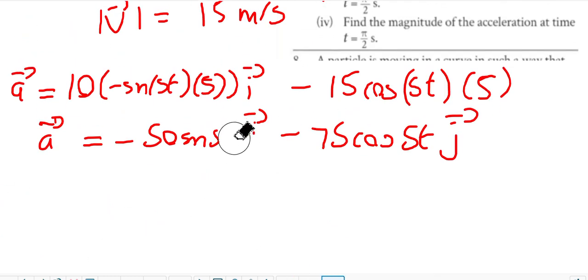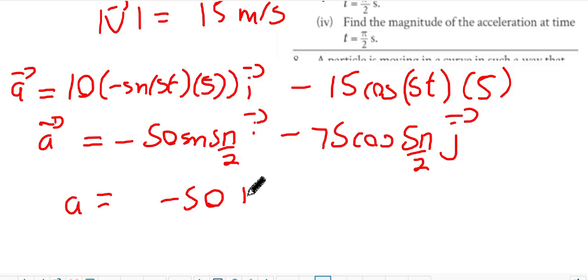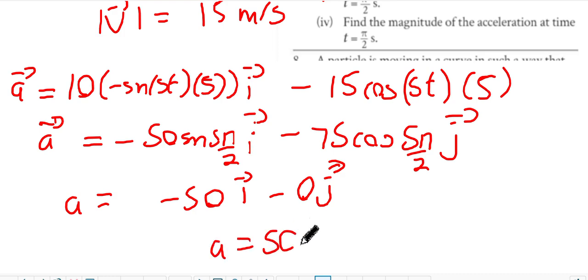And then we're going to do the same for acceleration. We're going to replace the t with pi over 2 and do the exact same calculation. The first one's minus 50, is it? i, minus 75j, is it? Yeah, oh yeah, it could be 0. And then the magnitude is just 50. You would do Pythagoras' theorem now, like you would be doing 50 and 0. If one wasn't 0, you'd do Pythagoras' theorem.